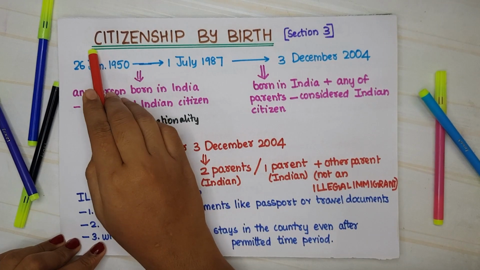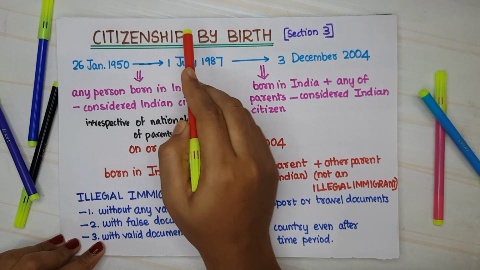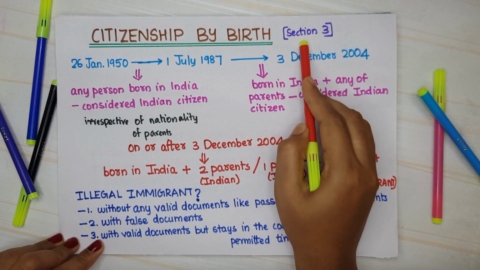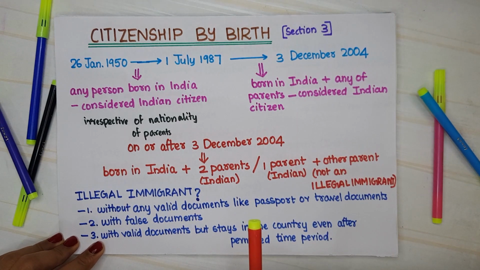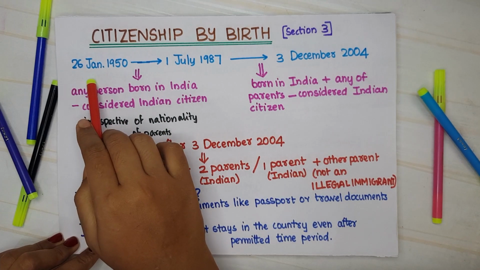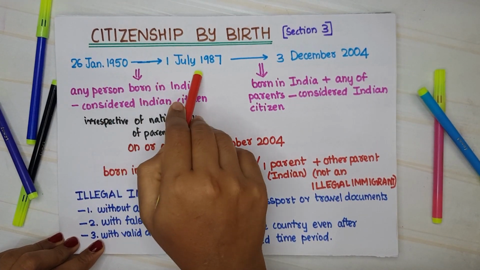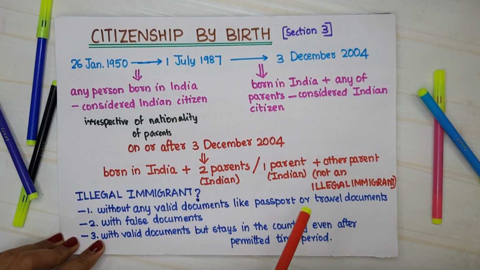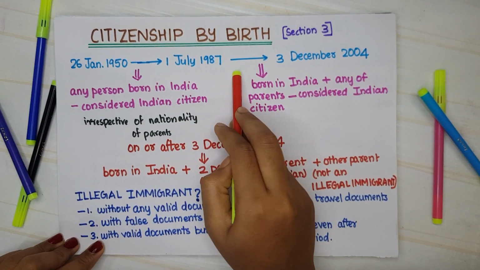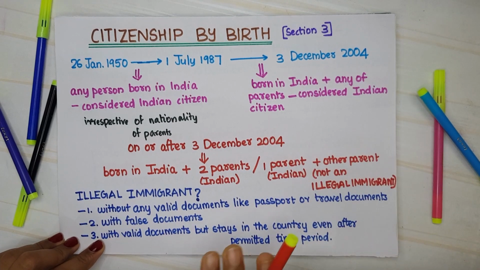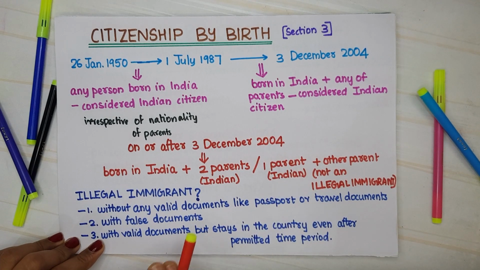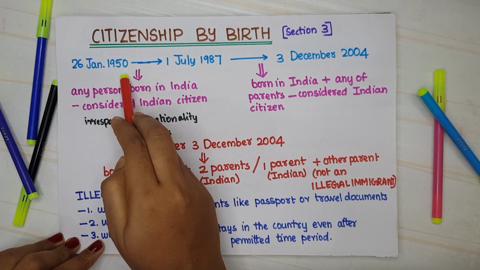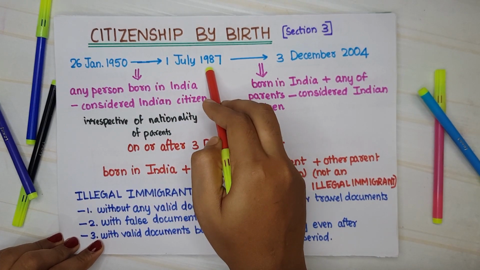Firstly, we are going to deal with the acquisition of citizenship by birth, which is addressed under Section 3 of the Citizenship Act of 1955. We are going to study this in 3 different timelines. The first is 26 January 1950 to 1st July 1987, the second is 1st July 1987 to 3rd December 2004, and the third is on or after 3rd December 2004.